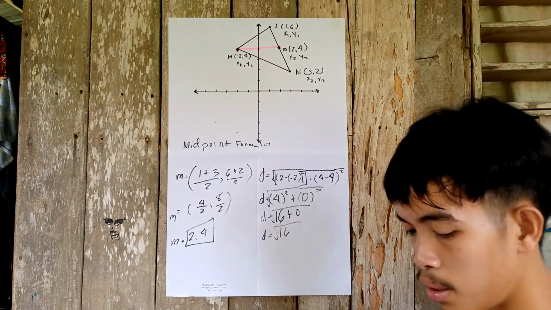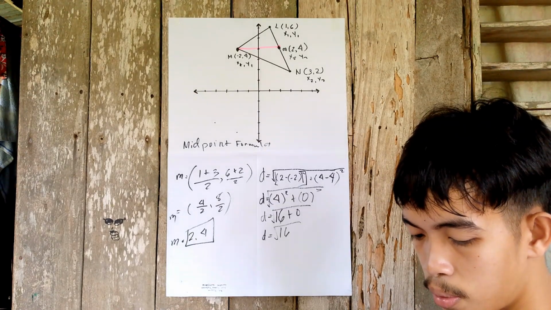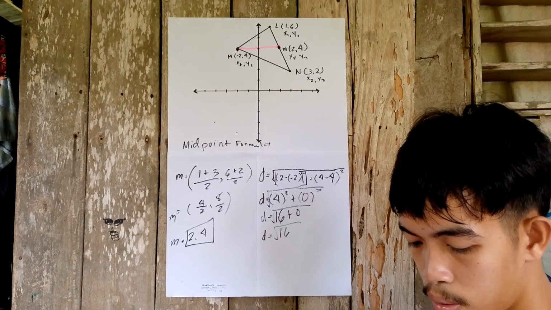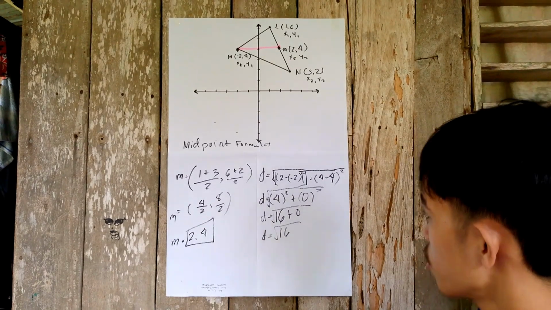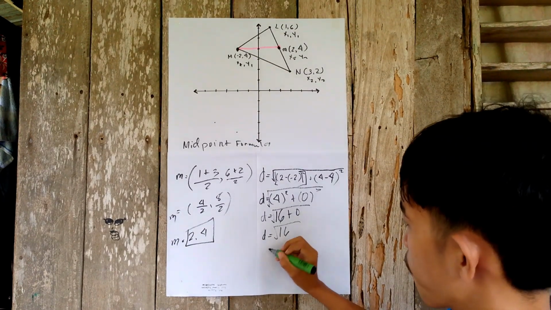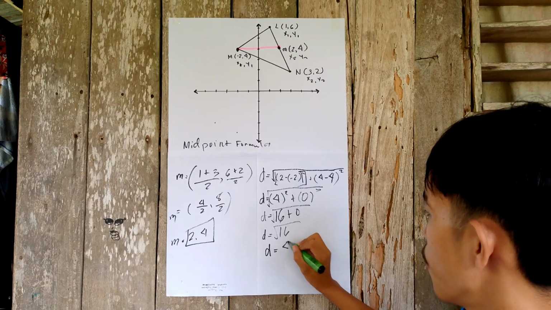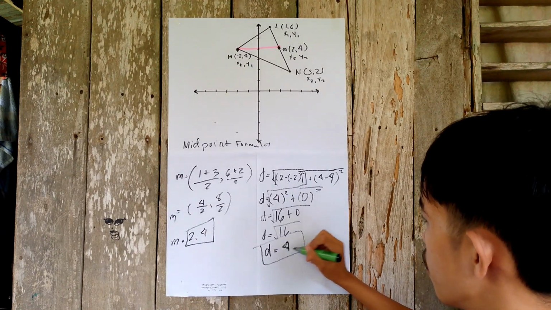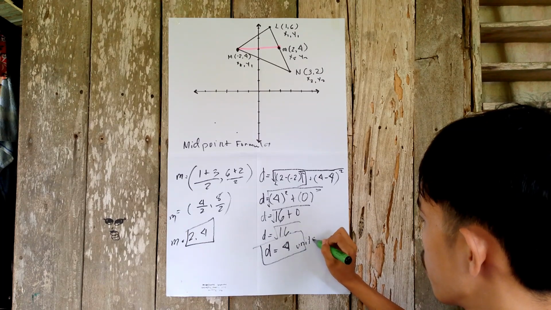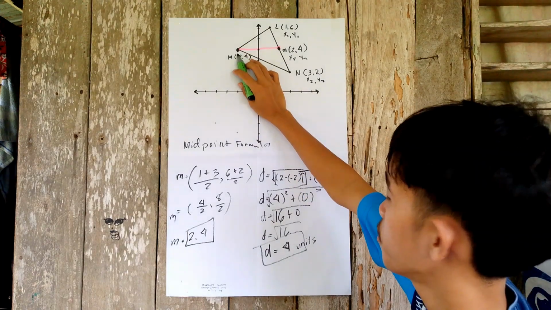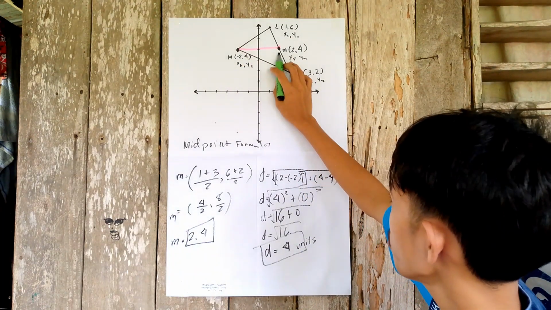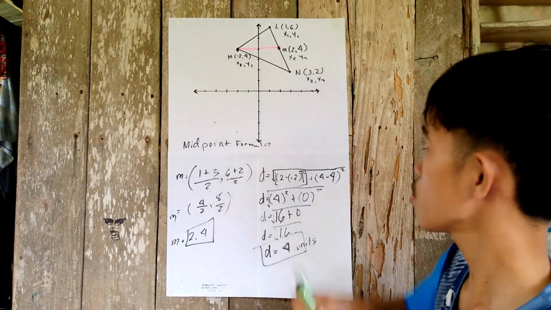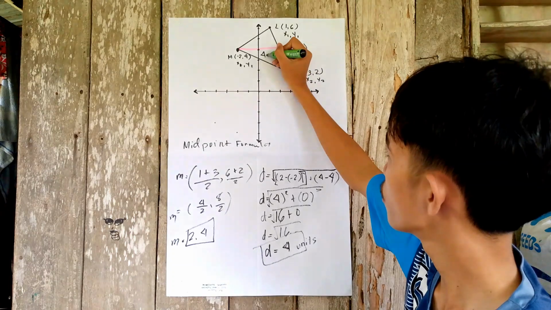The square root of 16 is 4. So our distance is 4 units. From this point, from this vertex to the midpoint of the opposite side, the length of this median is 4 units.